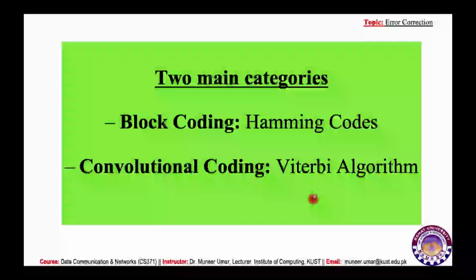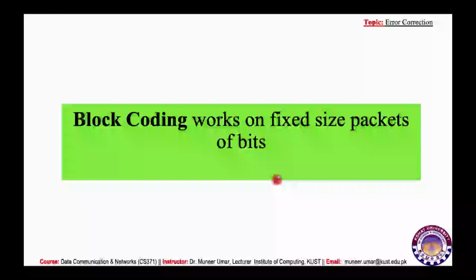There are two main categories for the error correction algorithms. These are block coding and convolutional coding. In block coding, we have an example that is Hamming code, and for convolutional coding, we have the Viterbi algorithm. Block coding works on fixed sized packets of bits, like 8 bits, 16 bits, 13 bits, 11 bits. So there would be a fixed number of bits in a block for block coding.